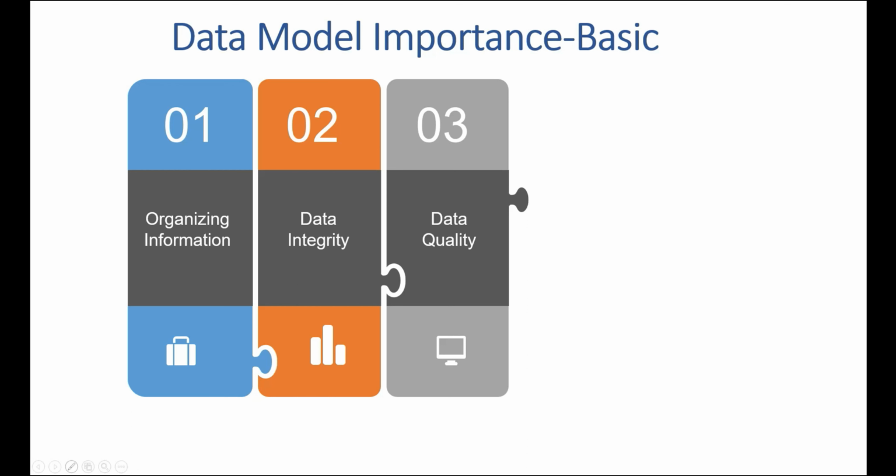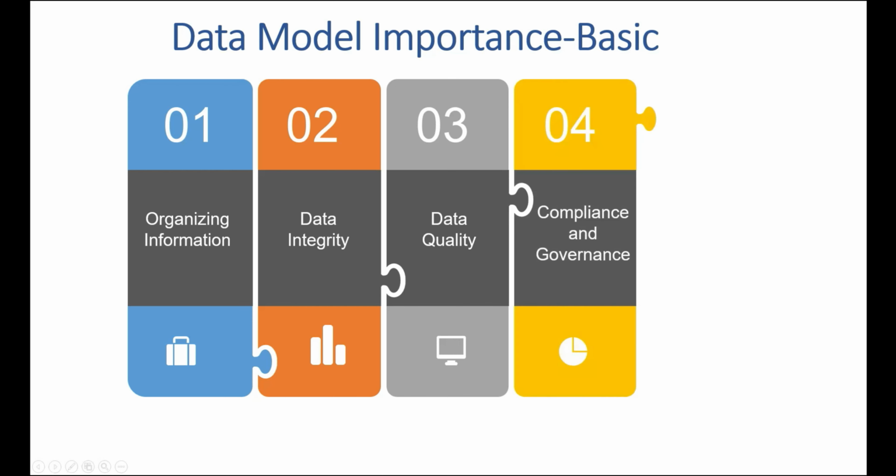So that's key. And the next is compliance and governance. This is again one of the key points to understand. Data models play a very crucial role in ensuring compliance with regulatory requirements and industry standards related to data management and privacy. They help define data security measures, access controls, and auditing mechanisms to protect sensitive information and ensure regulatory compliance. And again, let's take the example of a financial service firm.